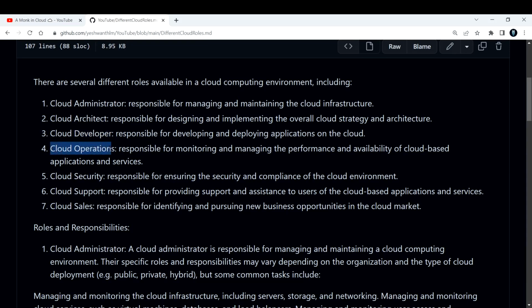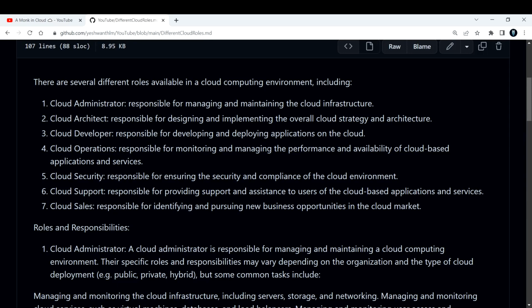Next, the fourth one is cloud operations. Basically, these are the people who are responsible for monitoring and managing the performance and availability of cloud based applications and services. The fifth one is cloud security. These are the people who are responsible for ensuring the security and compliance of the cloud environment. Next is cloud support, responsible for providing support and assistance to the users of the cloud based applications and services.